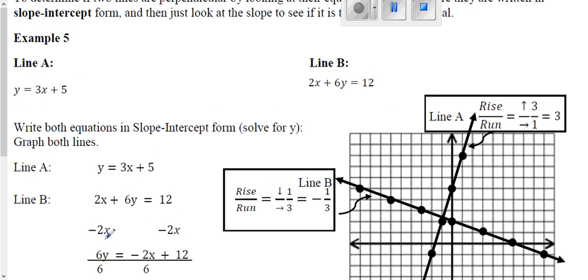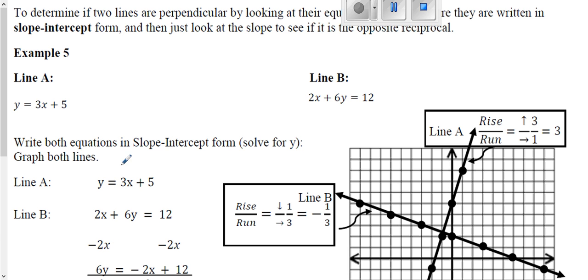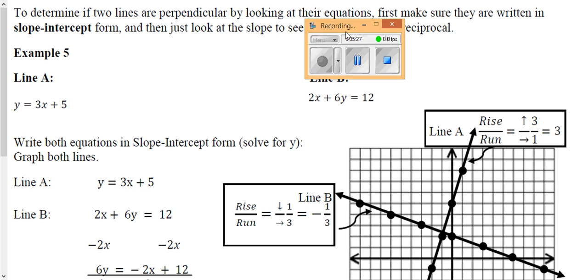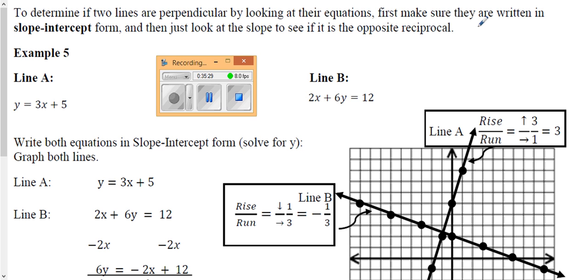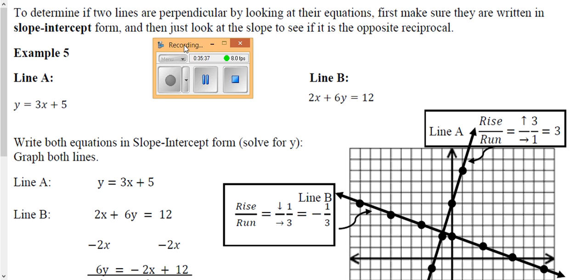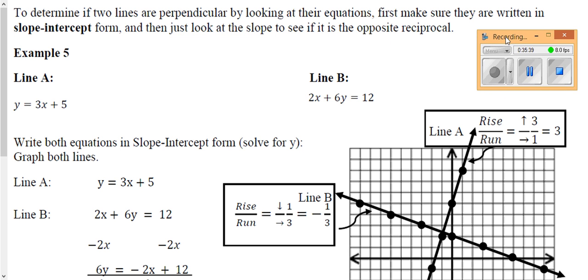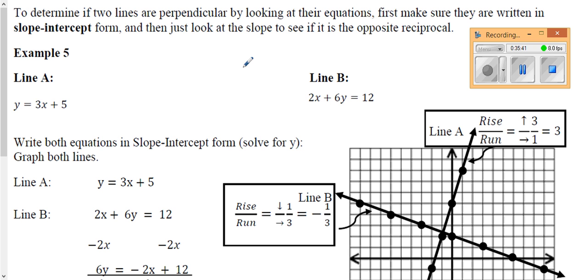Our last type of one is still with perpendicular, but using equations now and looking to see if they're perpendicular. To determine if the two lines are perpendicular by looking at their equations, first make sure they are written in slope-intercept form, and then look at the slope to see if it is opposite reciprocals. Remember, you can always take those two numbers and multiply them and see if you get -1.